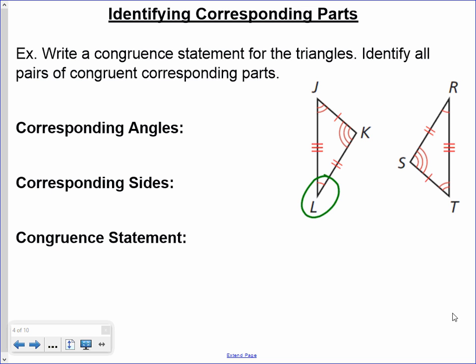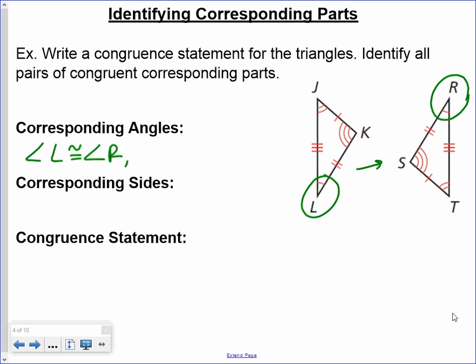Angle L has one arc on it. And be careful, because your angle sign and the letter L look very similar, so try to make your L a little more like a right angle, and your angle symbol a little more acute. Then I go to my second triangle, and what angle over there has one arc? Well, that would be angle R. So notice they're not both on the bottom. That's not necessarily what you're looking for. You're looking for the angles that have the same number of arcs. So angle L would be congruent to angle R.